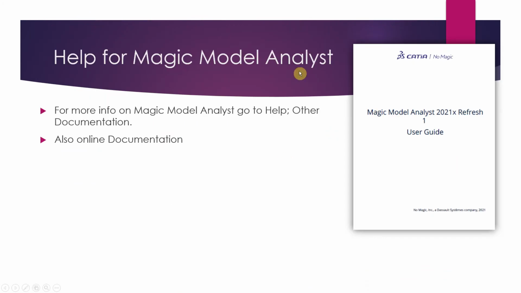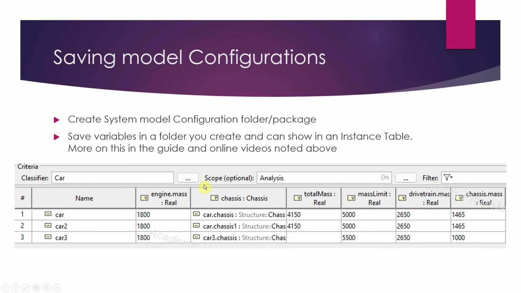If you want to get more help on this, there's a guide that you can get into the tool. Just go into the help, under other documents, and there's also online documentation. You also can create a configuration folder and package, and then create this config instance table, where you can have multiple instances in your model and keep them and change the values real time.